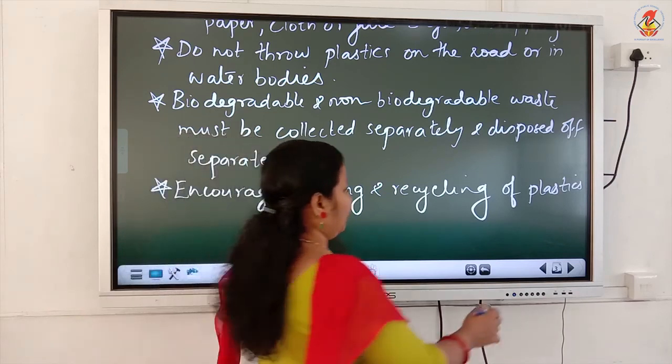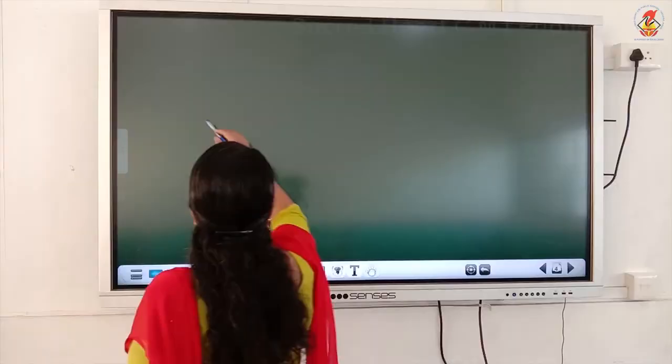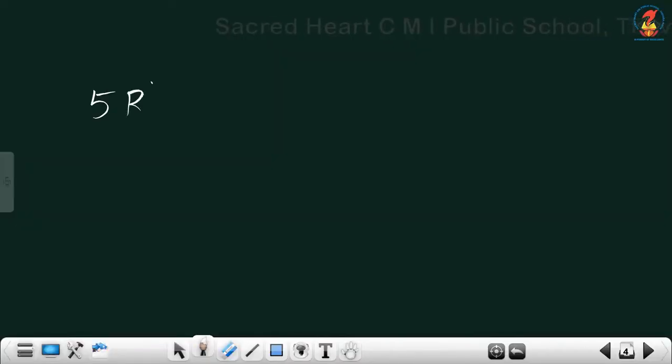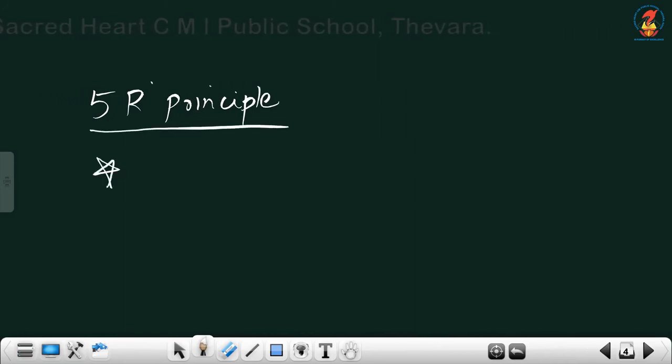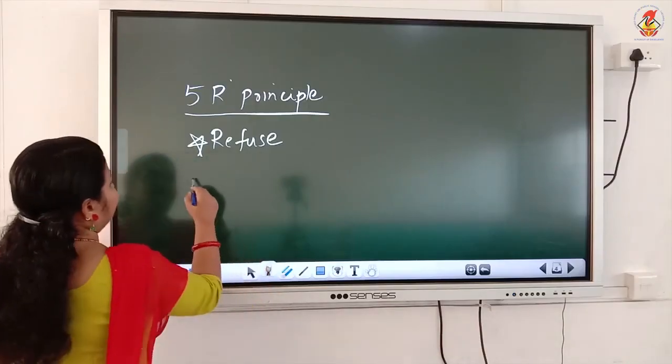Okay. Now there is the 5R principle that we have to follow. First one, R is refuse. Say no to the plastic bags offered by the shopkeeper when you go for shopping.